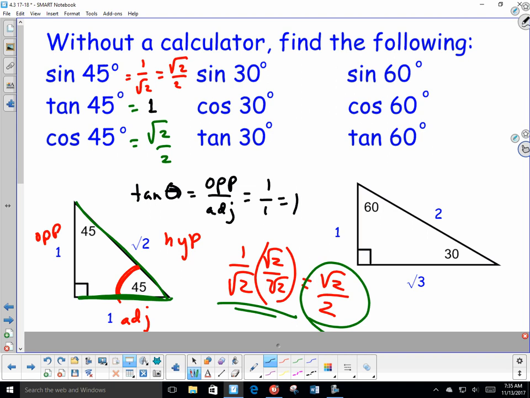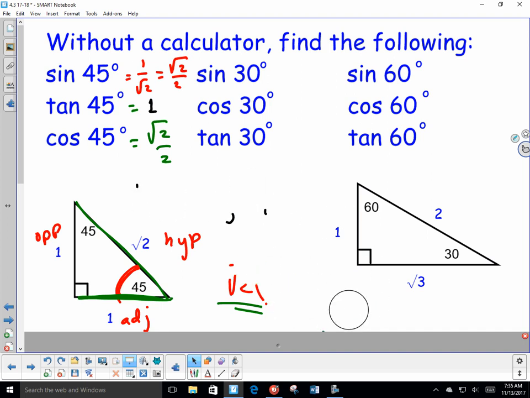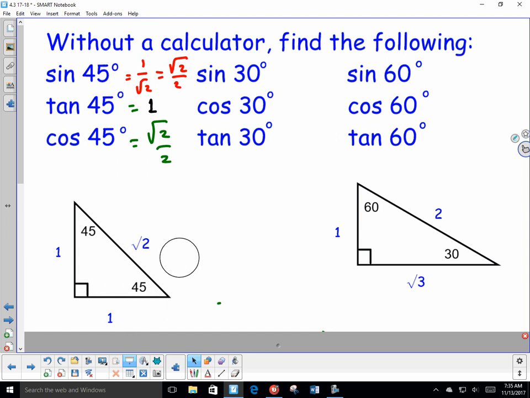All right, let's switch gears and look at a 30, 60, 90 triangle. So let me clear out some of this stuff here. And the rule with 30, 60, 90 triangles is that the hypotenuse, which would be this leg right here, is always going to be double the short leg.